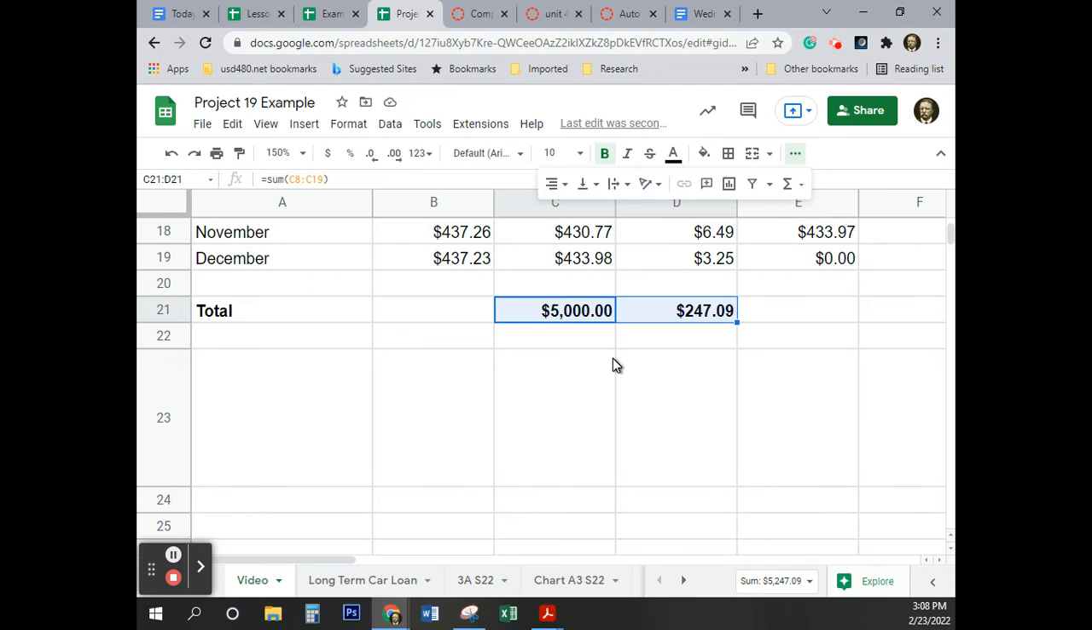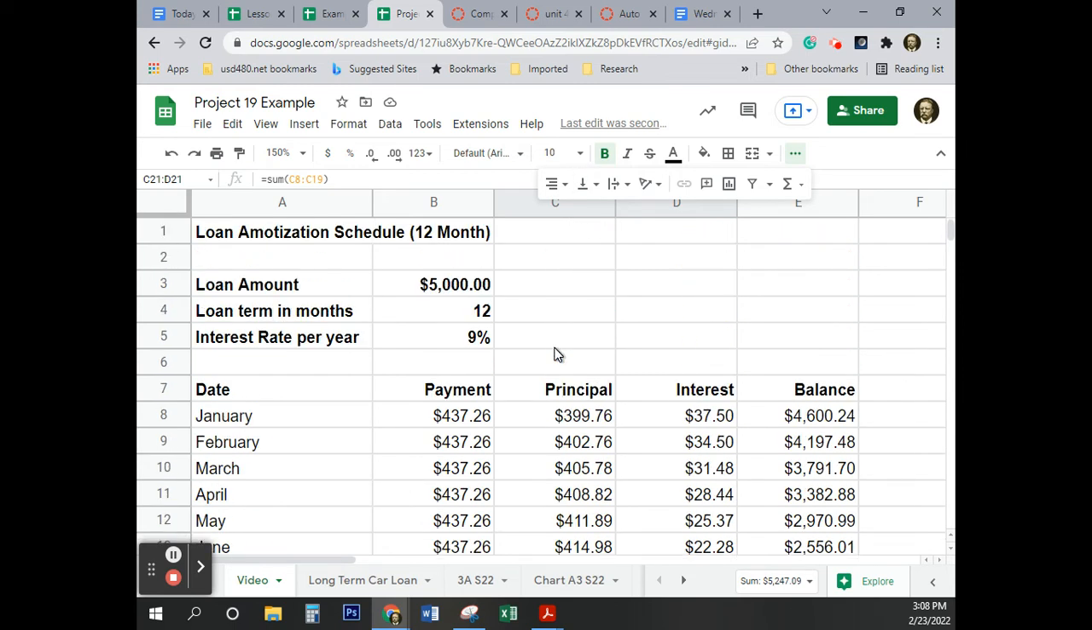So you're going to be paying $247 for the convenience of borrowing that $5,000 and paying it back in a 12-month period. Okay, so far so good. We've got this part here done and looking right. The next thing we're going to do here is step 10. We're going to be making our first chart.